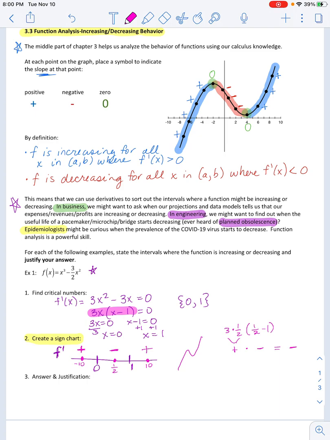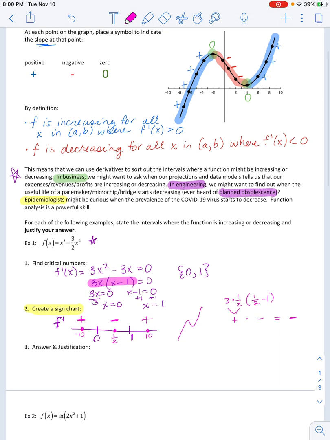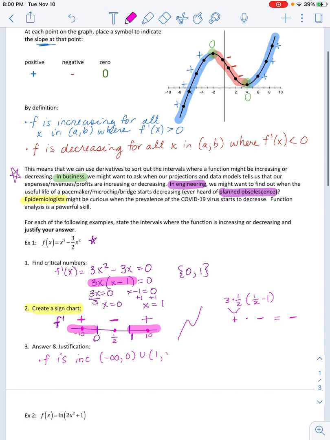Okay, so in order to answer and justify this, my answer is going to say f is increasing. Okay, we're going to use our interval notation. So I'm going to say it's increasing on this interval and it's increasing on this interval. So I'm going to say from negative infinity to 0, union 1 to infinity. And that is because, here's the justification part, f prime is positive.